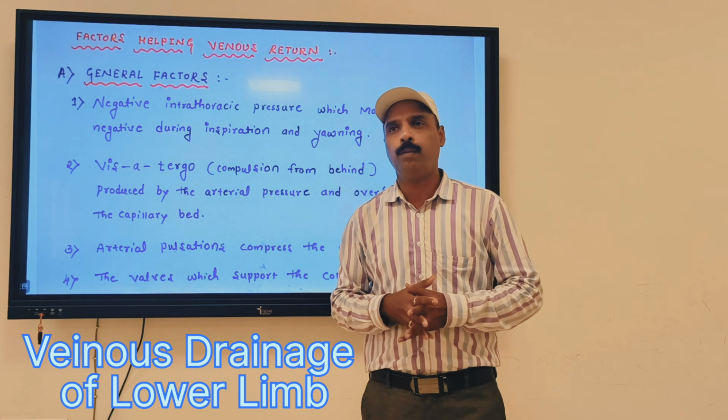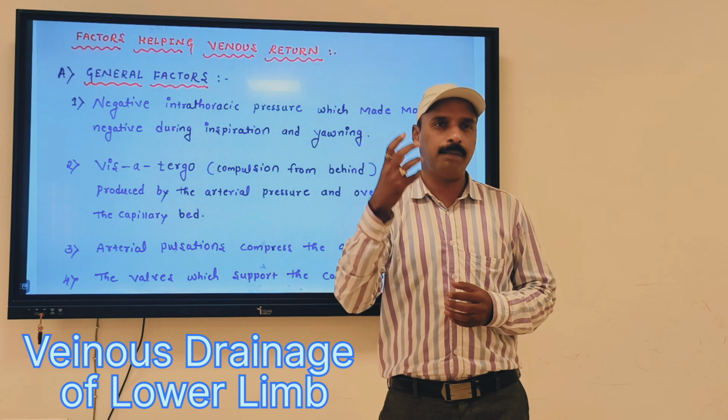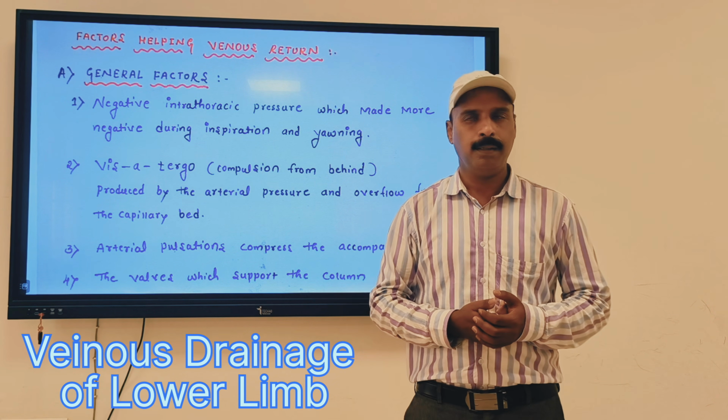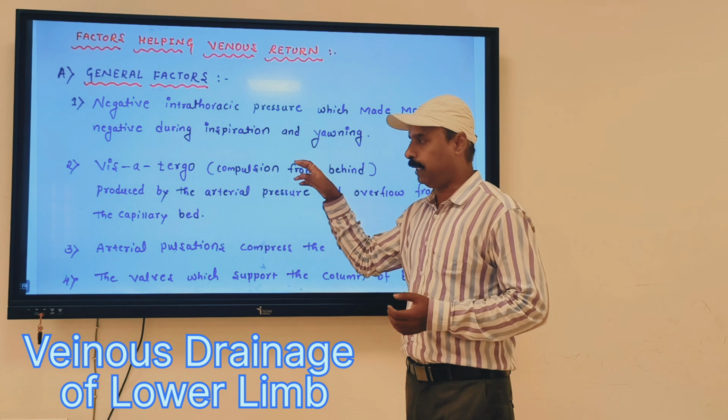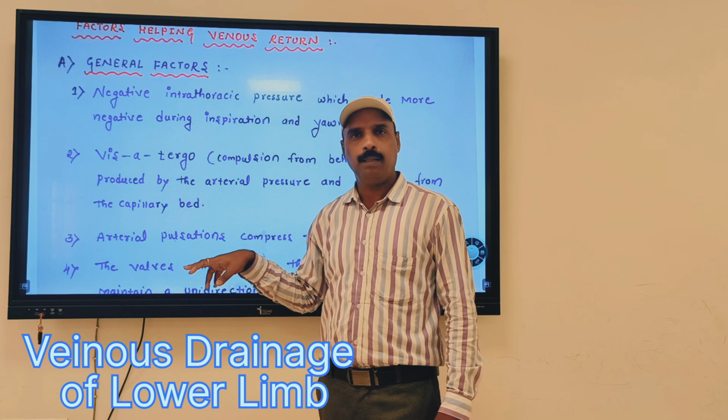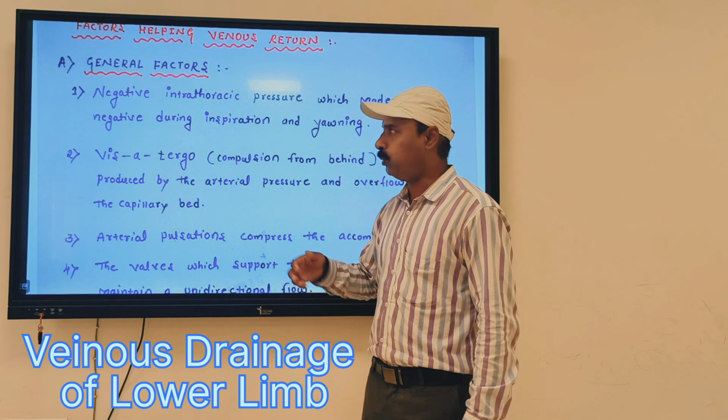General means factors that affect the body in general. Local means the factors responsible in the part where the veins are travelling. Those we call local factors. So you have 4 general factors and 3 local factors, which you have to know.